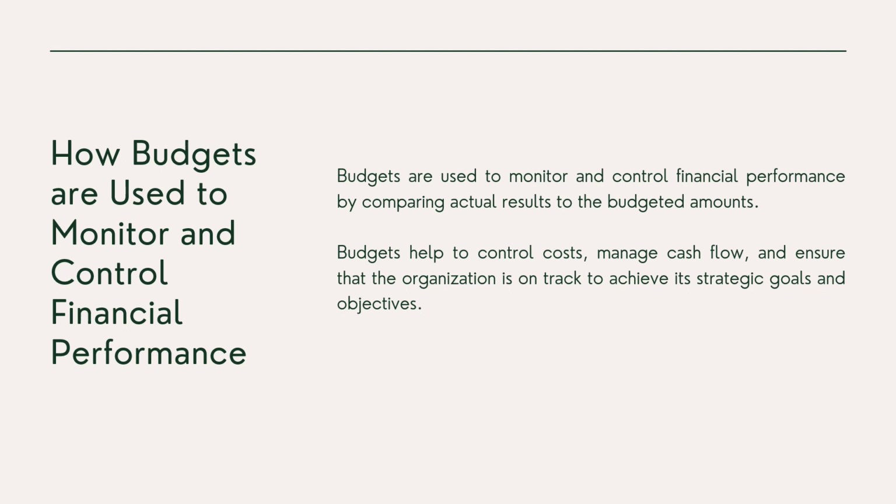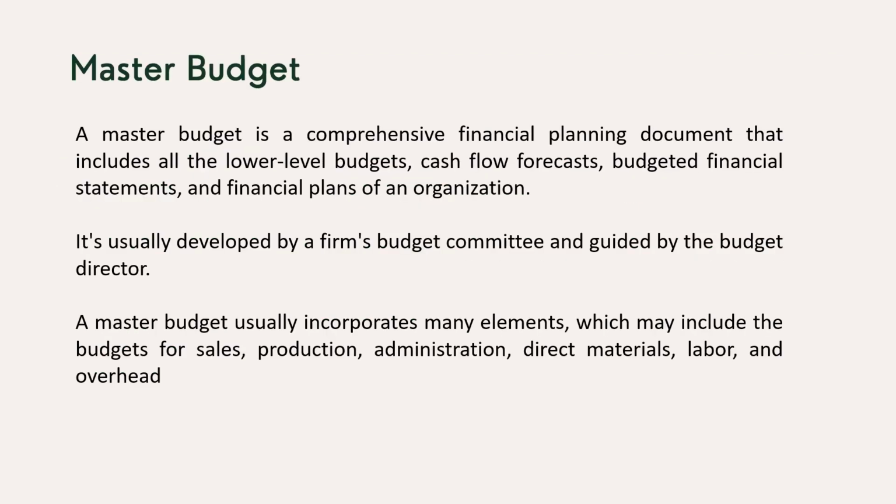Sige. So, on the next slide, we have here the master budget. So, what is the master budget? So, a master budget is a comprehensive financial planning document that includes all the lower level budgets, such as the cash flow forecast, the budgeted financial statements, and the financial plans of the organization. It consists of many interrelated operating and financial budgets.